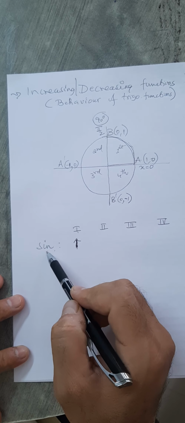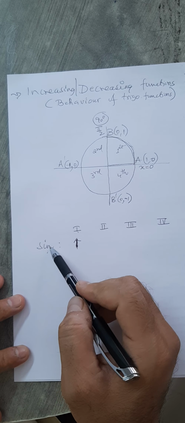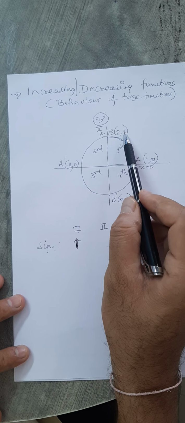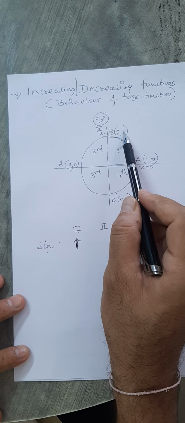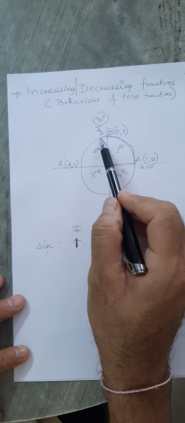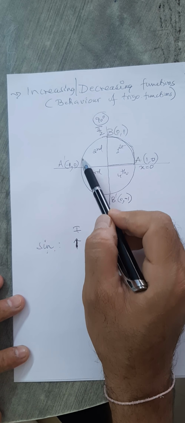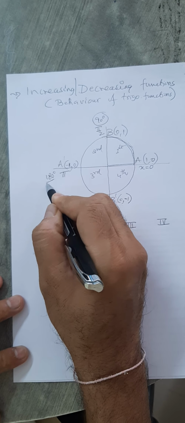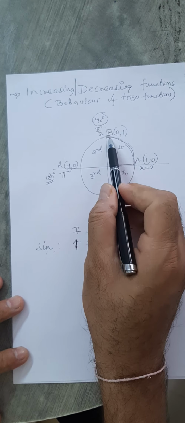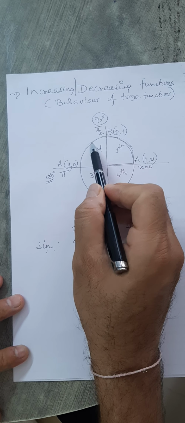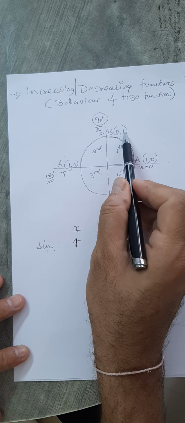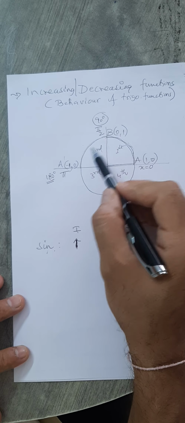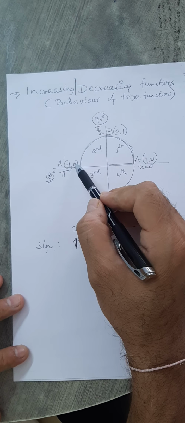You are concentrating right now on the sine function. So in the second quadrant, here the second component is 1. Here the second component is 0. So if you move from pi by 2 to pi, the arc length here is pi, which is 180 degree. From this to this, 90 degree to 180 degree, 1 to 0. So sine is decreasing. Decreasing means the values decrease here, 1 to 0.